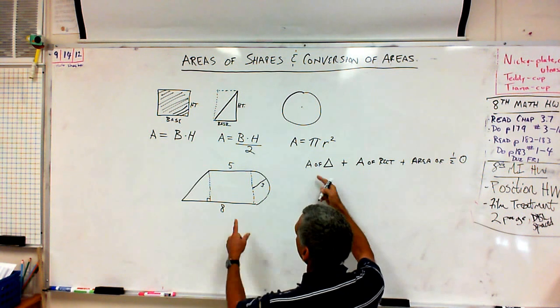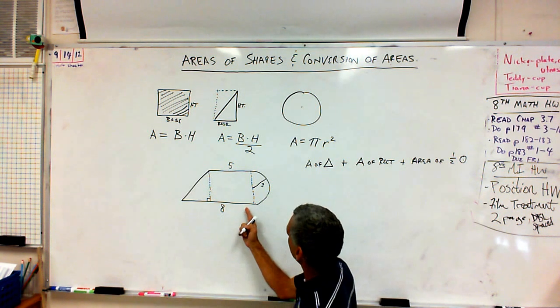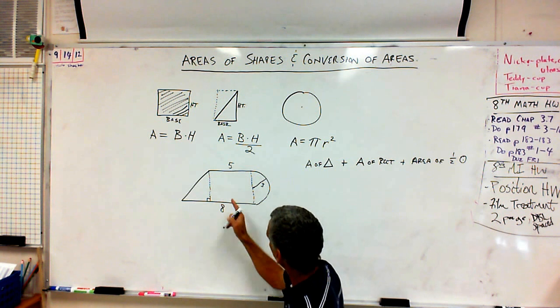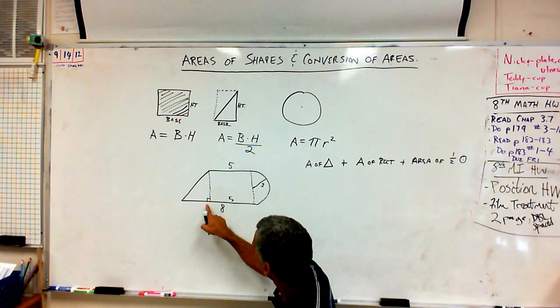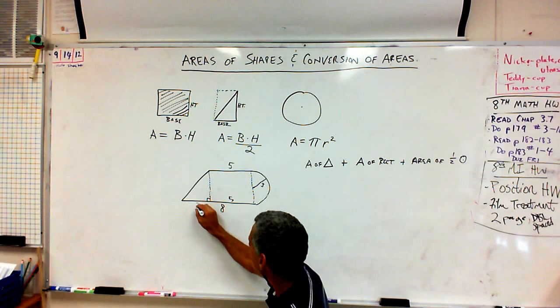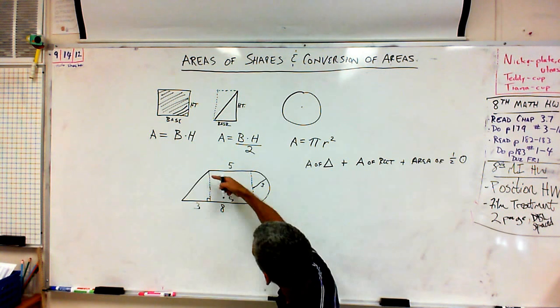So there we go. So area of a, let's figure out what we got here. This is 5. That means this is 5 from here to here. What's this got to be? 3. All right. Now what is this?